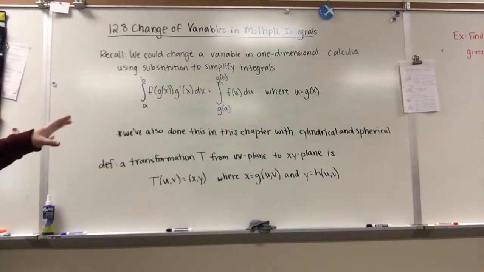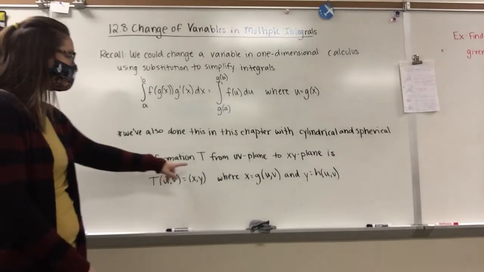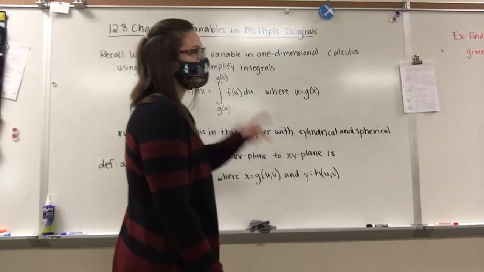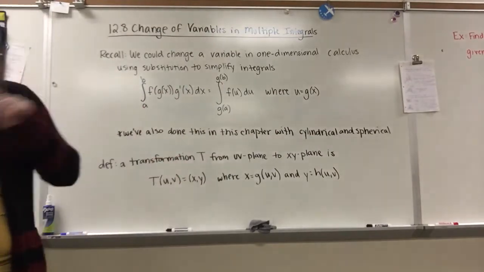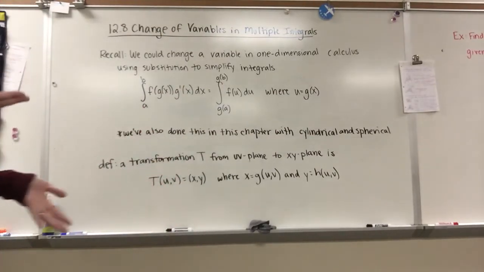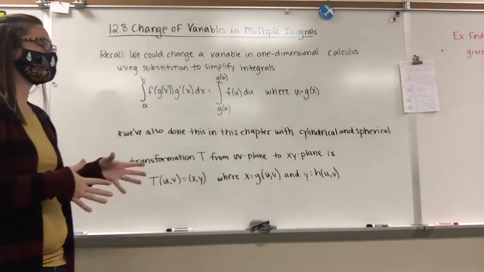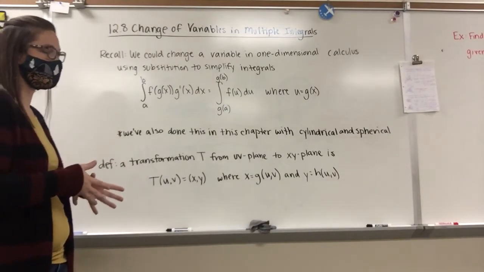So what we're going to do is get some transformation that takes it from the xy plane and converts it into the uv plane, or vice versa. That doesn't really matter to me. I'm taking a region that's a little bit funky and I'm going to convert it into a region that makes a little bit more sense.